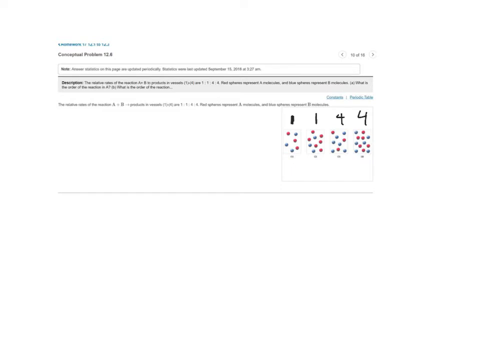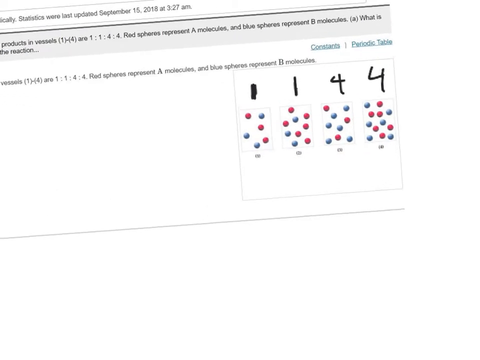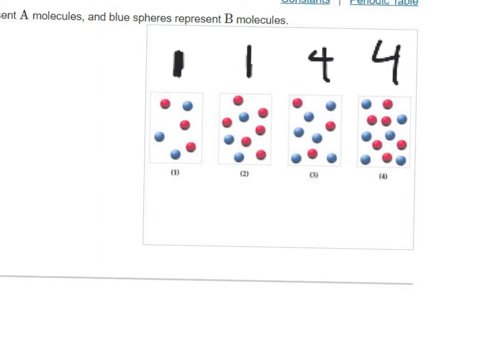What they're doing is using visual tools to walk you through a limiting rate problem. So you want to get the concentration of A and the concentration of B in all your boxes. They're telling you that red spheres represent A. So I'm going to go through and count my number of red spheres in each one of those boxes. So let's blow these up real big.